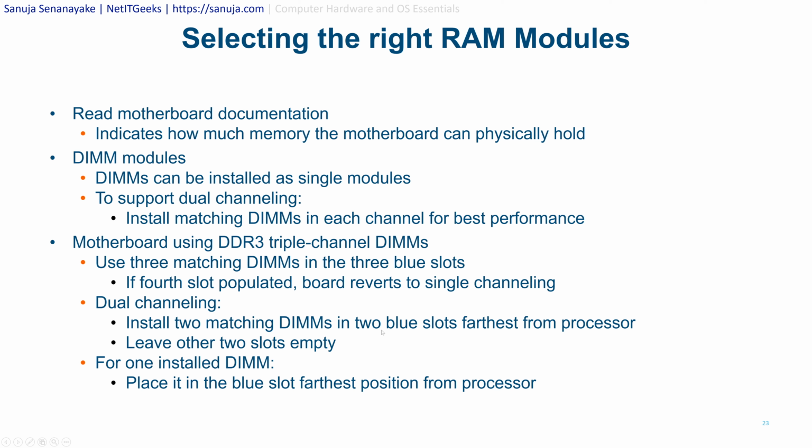The term blue slot may be red slots or maybe green slots. The color of the slots may change. I don't know why the CompTIA manuals, the books, sometimes keep saying blue slots. It could be any colored slot. Basically, the colored slots furthest from the processor should be installed first, and then leave the other slots empty. For one installed DIMM, place it in the blue slot or the colored slot furthest from the processor. That's the typical configuration of installing RAM modules.